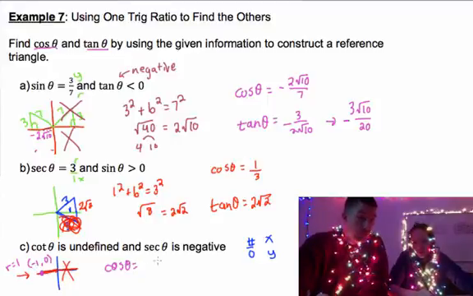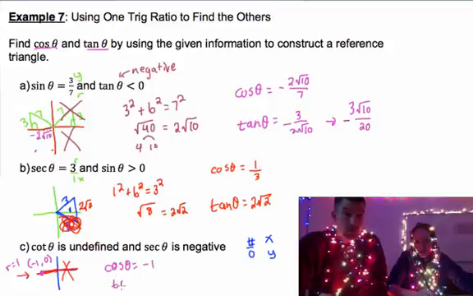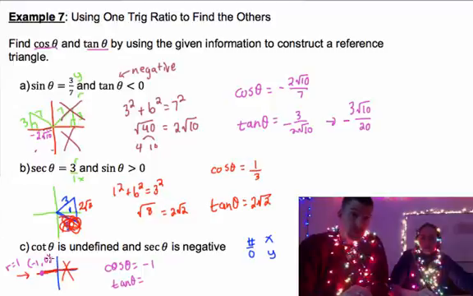So then cosine is -1, because it's x over r. And tangent would be 0, because that's the reciprocal of the cotangent. If it's undefined we have a number over 0, and so now if we flip it, it's 0 over a number, which is 0.